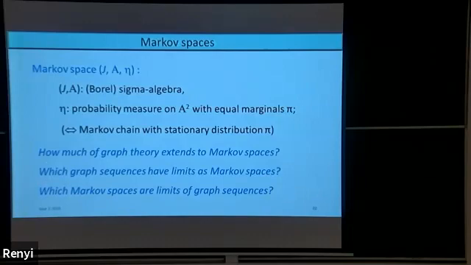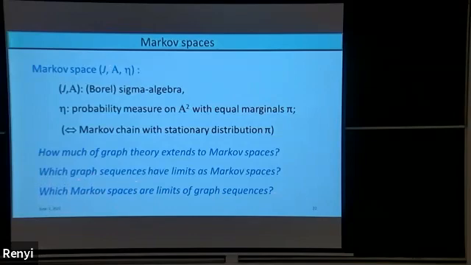And then, of course, which graph sequences have limits as Markov spaces? There are some examples which I mentioned, but I didn't describe the sense in which they tend to these Markov spaces, because they are somewhat difficult to describe and I don't have the time, but they can be defined in a very reasonable way. And of course, then there is the reverse question: which Markov spaces are limits of graph sequences? It depends on what sense.